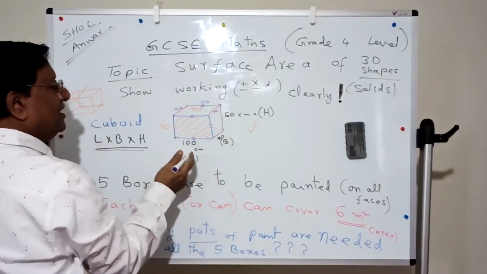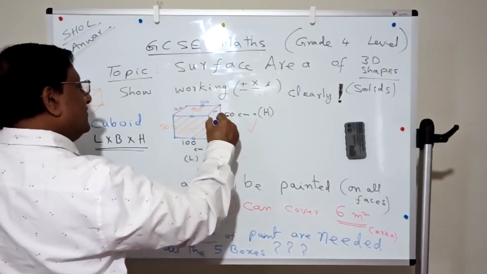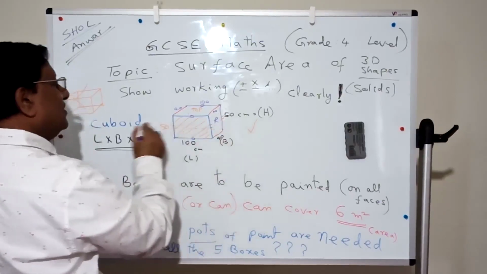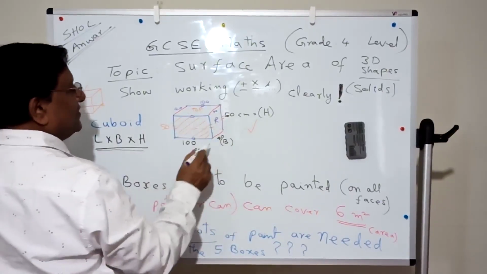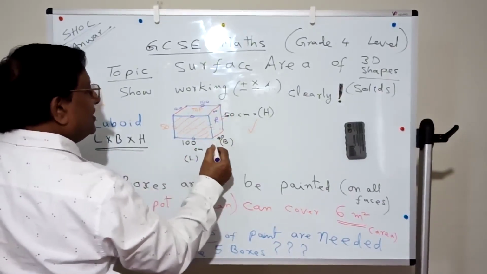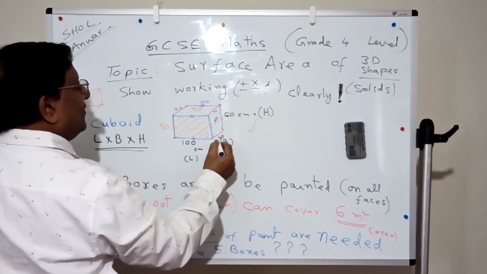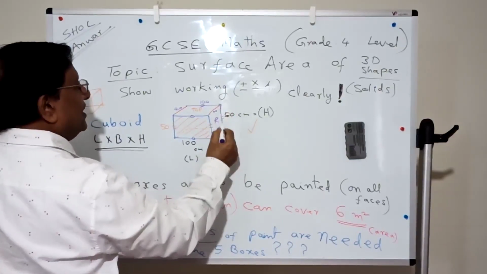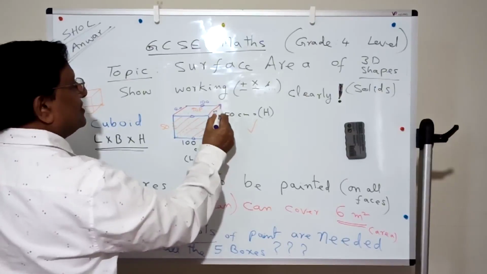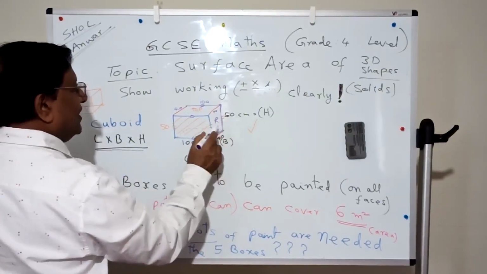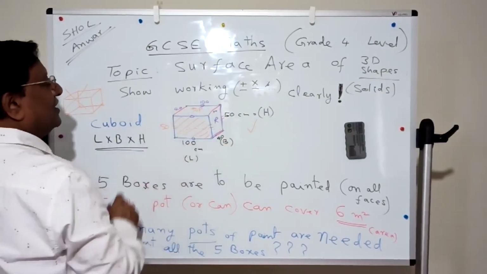That means one pair. Similarly, the right side surface is equal to the left side surface. The right side surface means this rectangle, which is 40 times 50. 40 times 50 is the side surface. Whatever you get, twice, because the other one you also get.